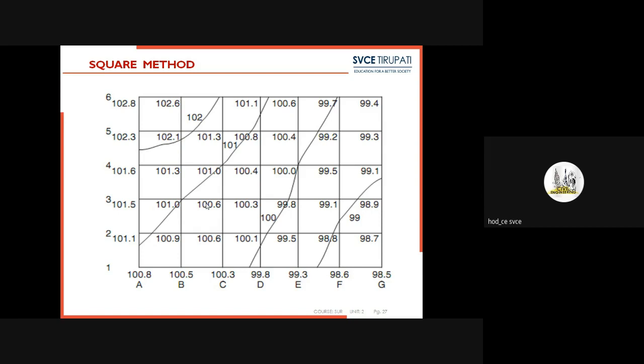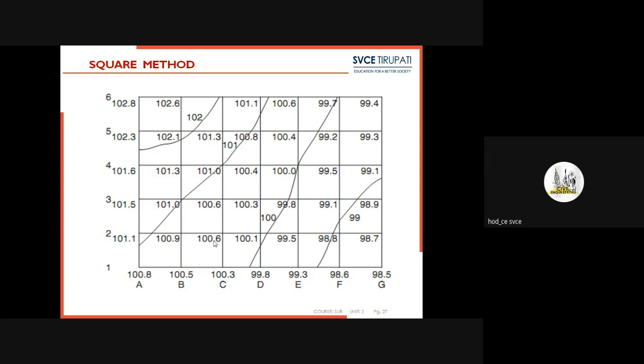Our aim is that traversing must be ensured. That means traversing is there from the station to each and every point. If the traverse is there, automatically we can place the leveling staff and focus the telescope towards the leveling staff and get the value.